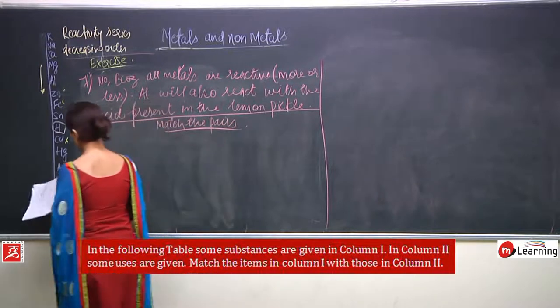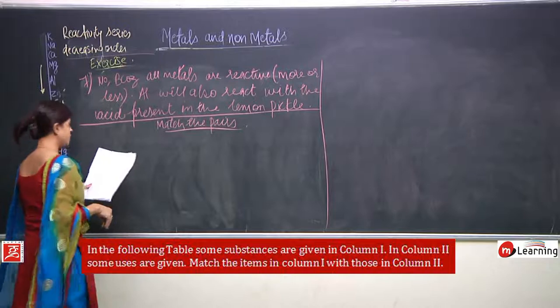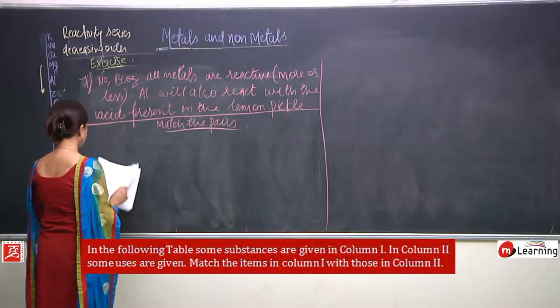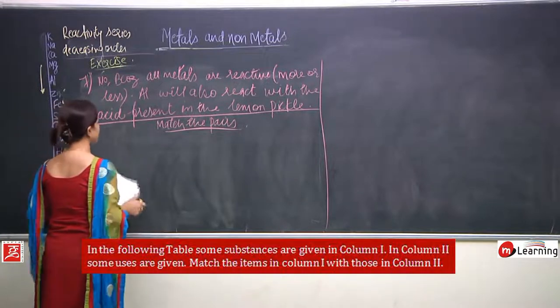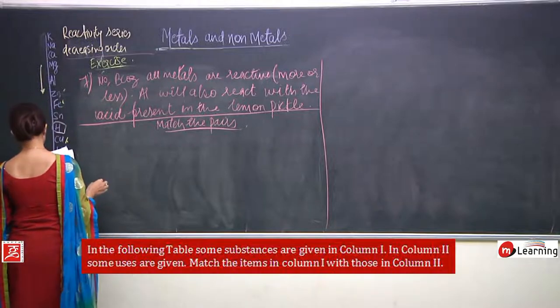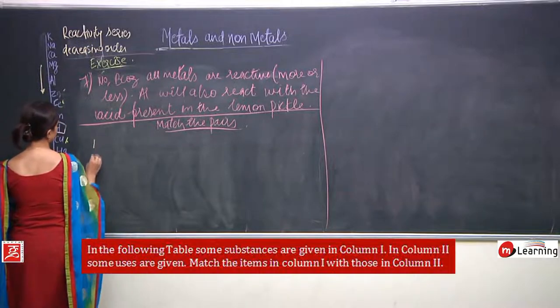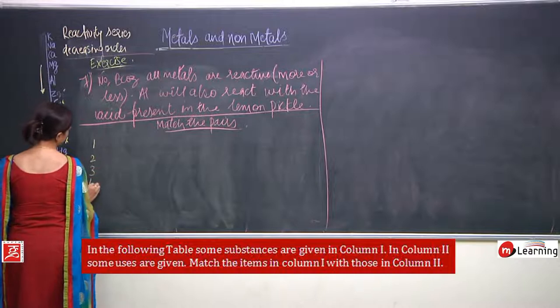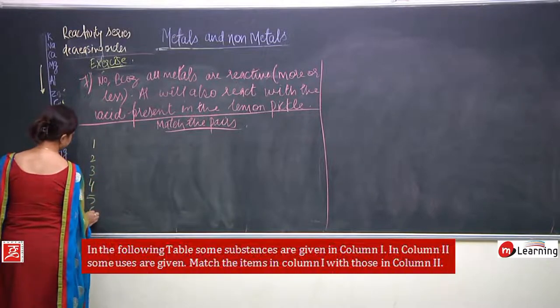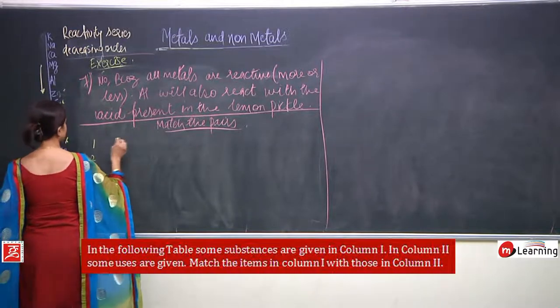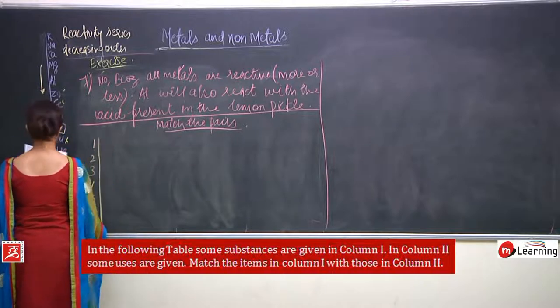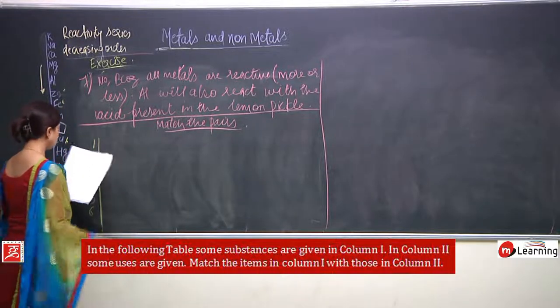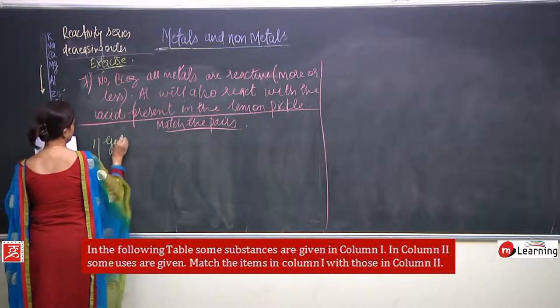Now, match the pairs. I should write match the pair that side. Okay, I'll write here only. It's how many? Six. 1, 3, 4, 5, 6, and then I'll have to write answers also. Now, first of all, I'll have to write gold.